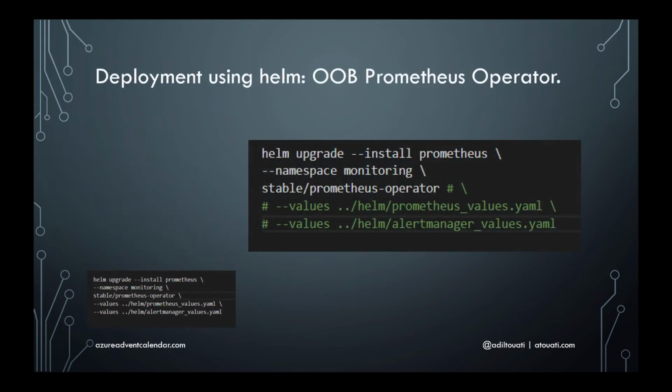To start with, we will try to do an out-of-the-box Prometheus operator. Let's say you take a vanilla configuration and just deploy it to your cluster. The command is basically: go get me the latest stable Prometheus operator Helm chart, and deploy it on the cluster, in the namespace monitoring.